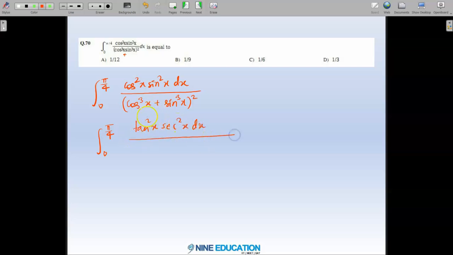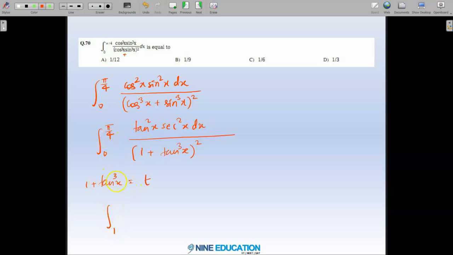In the denominator, since we are dividing by cos power 6, when it goes inside the bracket, it will be cos cube only. So I can directly write (1 + tan cube x) square. Now let us substitute 1 + tan cube x is equal to some parameter t. So when we put the limits, now it will be at 0 tan 0 is 0, so it will be 1.